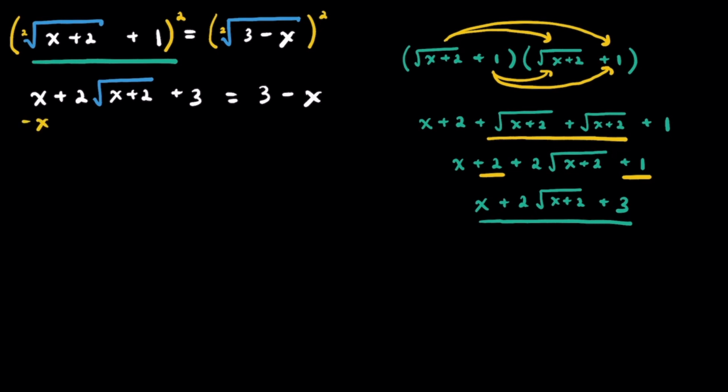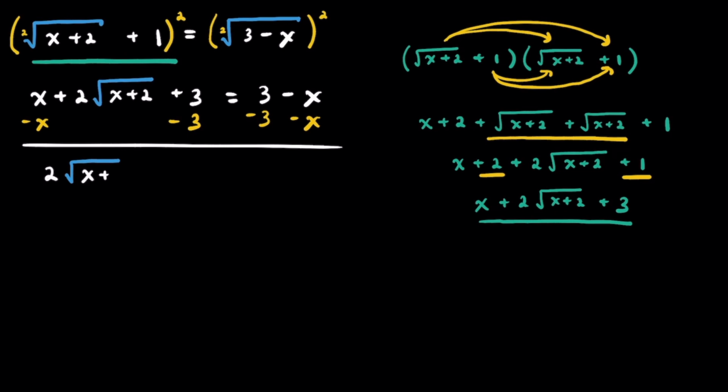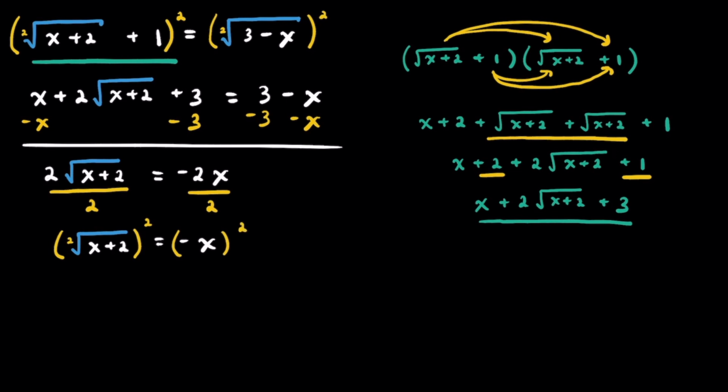Now that we just have one radical, let's isolate it. By subtracting x and 3 from both sides of the equation, we can get 2 times the square root of x plus 2 is equal to -2x. Dividing both sides by 2, we'll get the square root of x plus 2 is equal to -x. To get rid of the square root, we'll square both sides, so we'll get x plus 2 on the left side, and we'll get a positive x squared on the right side.